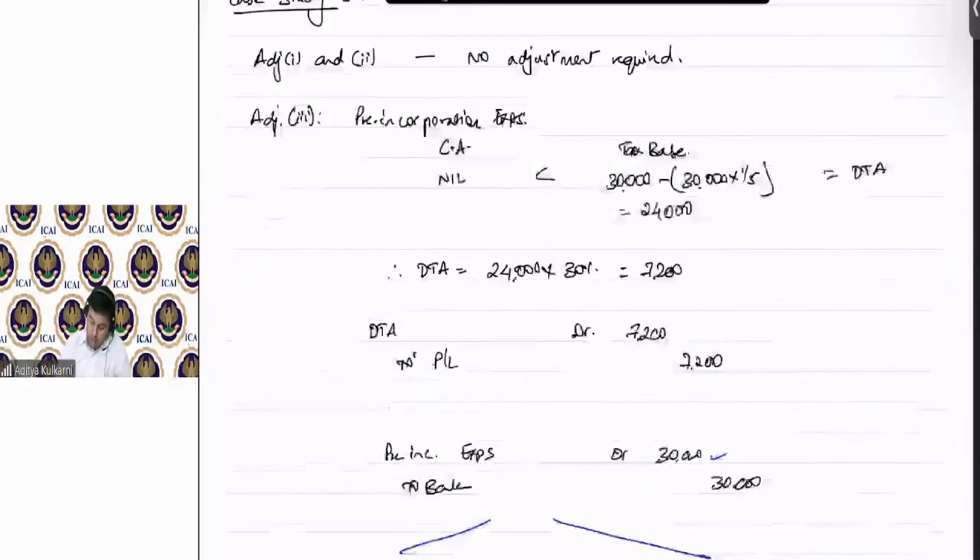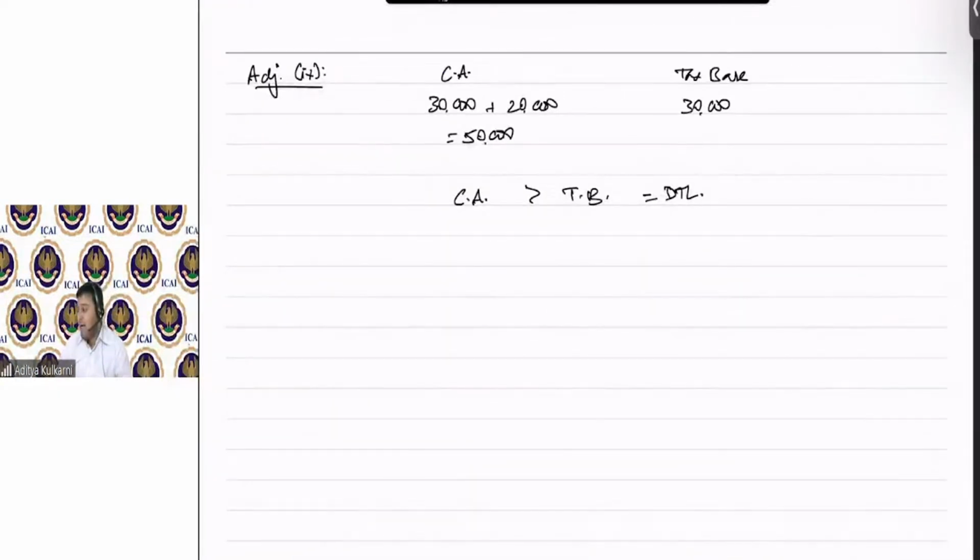Okay, you want me to repeat adjustment 8? I will come back after I finish adjustment 9. Okay, I'll come back to that. Don't worry. Okay, all right. So therefore, DTL is equal to 20,000 into 30%. So that is equal to 6,000.